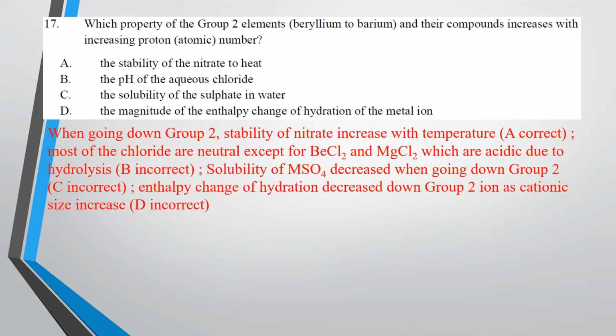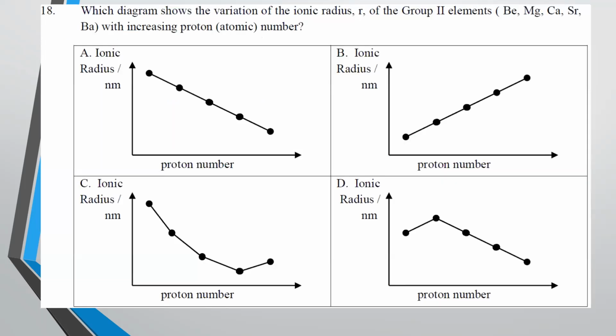And finally, the magnitude of the enthalpy change of hydration of the metal ion decreases, not increases. So the best answer in here will be A, the stability of the nitrate to heating. Okay, so with that, that is for number 17. Immediately we go to number 18.